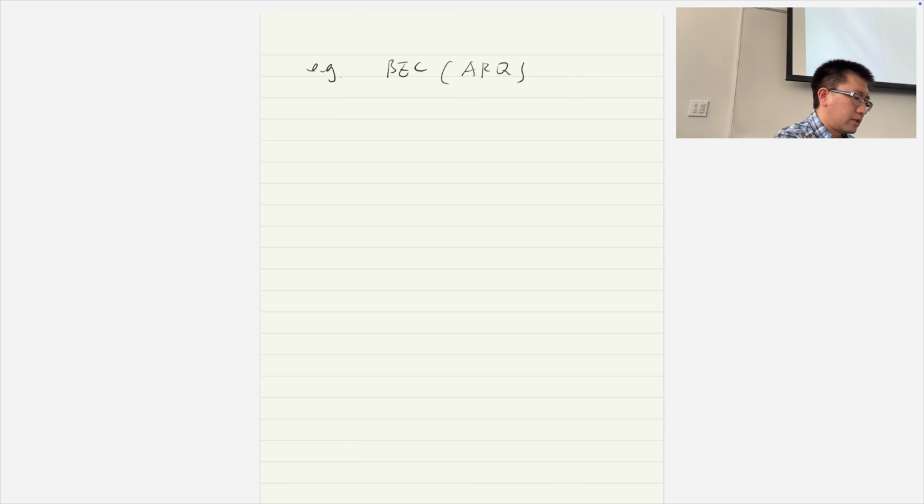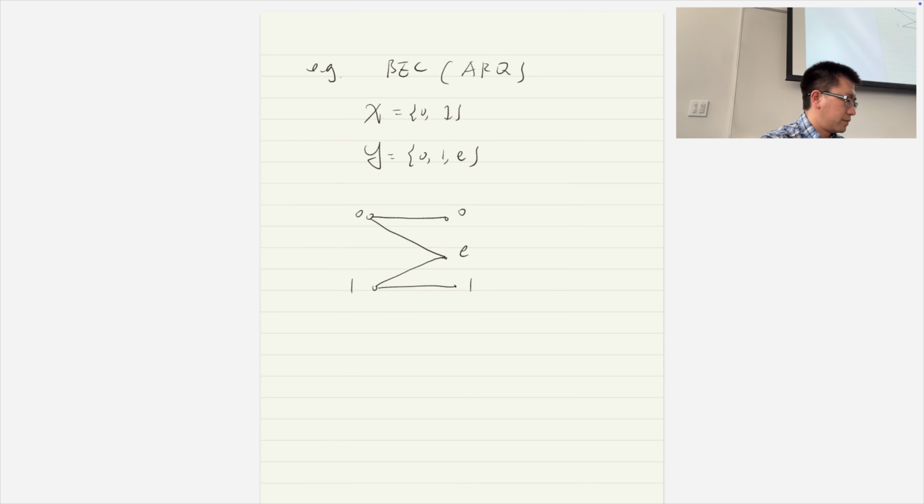Okay, so basically, let's remember that binary erasure channel means that for the input alphabet, we have 0, 1. For the output alphabet, we have 0 and 1 and error. Okay, and then this is what we get. So something like this, right? 0 and 1, 0, error, 1. Okay, and then we have some error probability going on here, right?